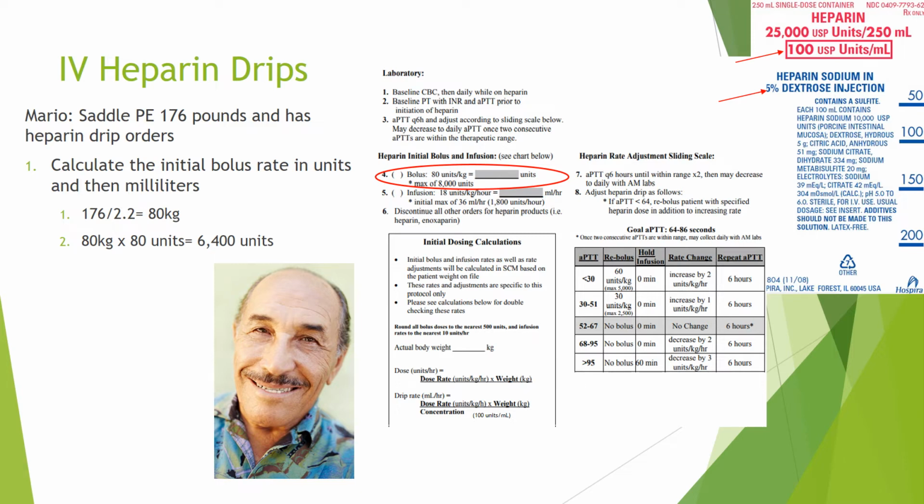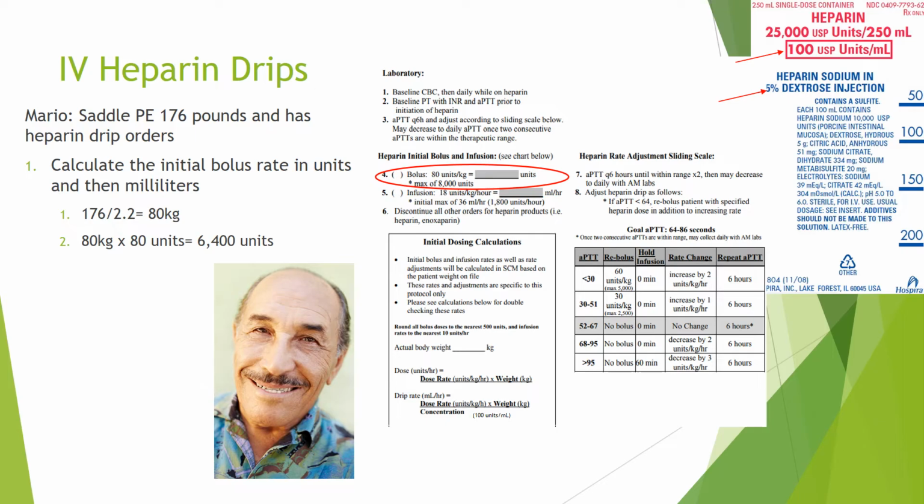So that tells me that there is a lot more heparin than milliliters in this bag. We have 100 units in every milliliter, so it's pretty concentrated. So I'm going to anticipate having to give less fluid than the number of units, so less than 6,400 milliliters. That would be 1 unit per milliliter.